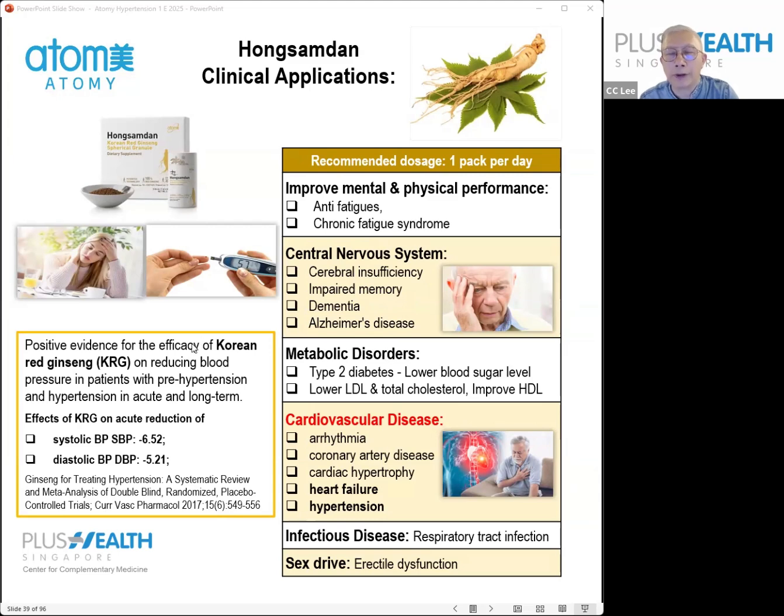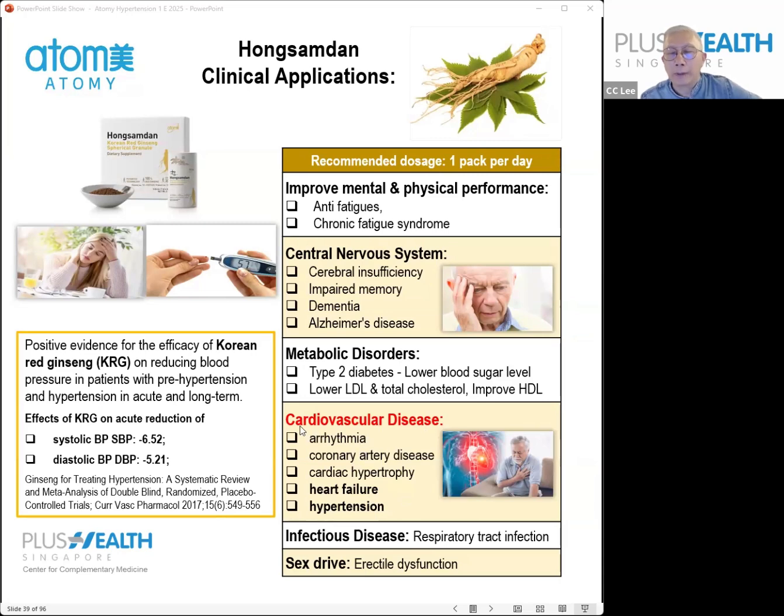And also ginseng is useful for lowering the LDL. We talk about cholesterol, improving the good cholesterol, and then also helping lower the blood sugar level for diabetic patients. Then in here, of course, we just mentioned that it is helpful in hypertension, helpful for heart failure.